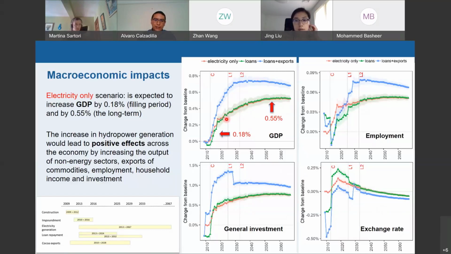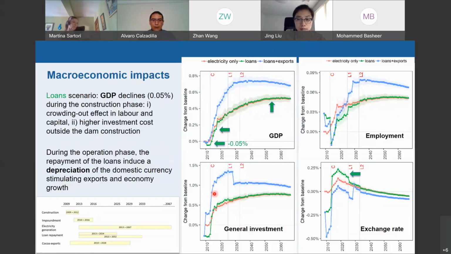So in the electricity only scenario, the red lines, GDP is expected to increase by 0.18% in the filling period, and then in the long term by 0.55%. So it's a very small increase, but basically the increase in hydropower generation has a positive impact in the other sectors, which will also increase employment and will increase investment.